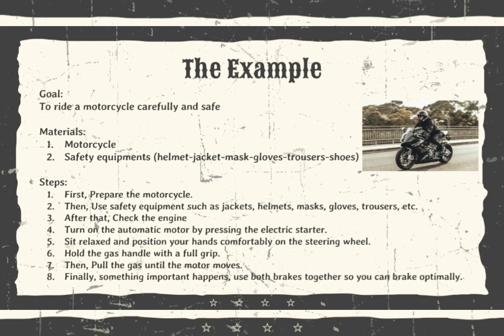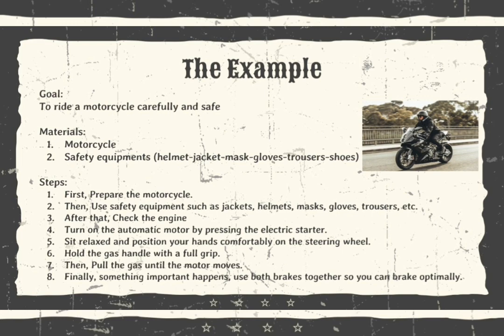And then the next structure is the steps. There are 8 steps in how to ride a motorcycle carefully and safely. The first one is, first, prepare the motorcycle. You have to prepare the motorcycle before using it. Then use safety equipment such as jackets, helmets, masks, clothes, trousers, or shoes.